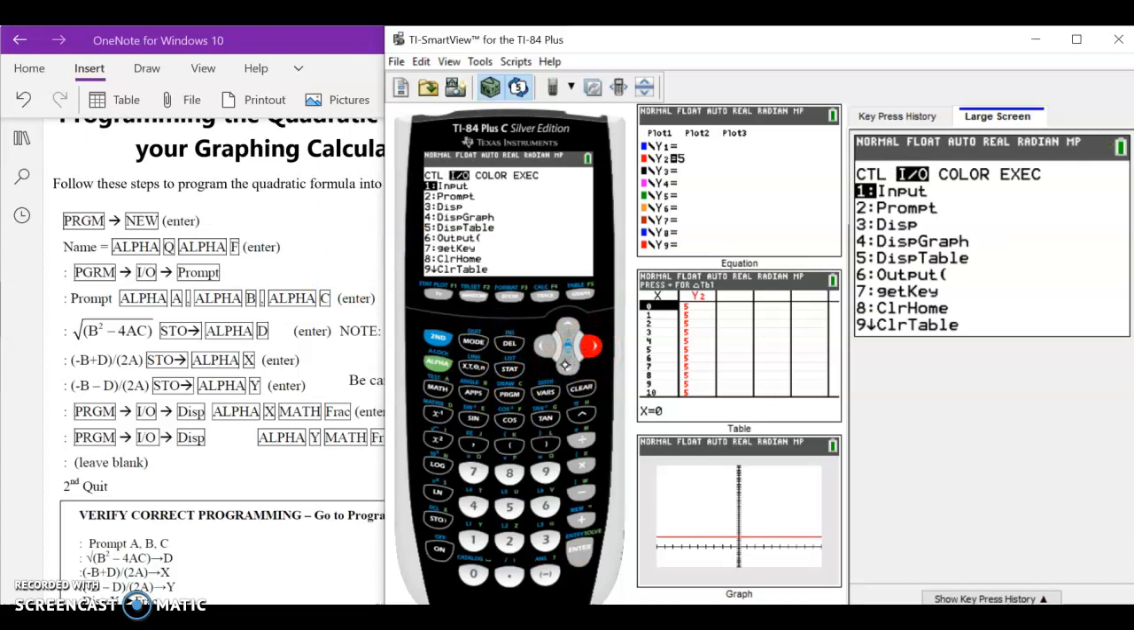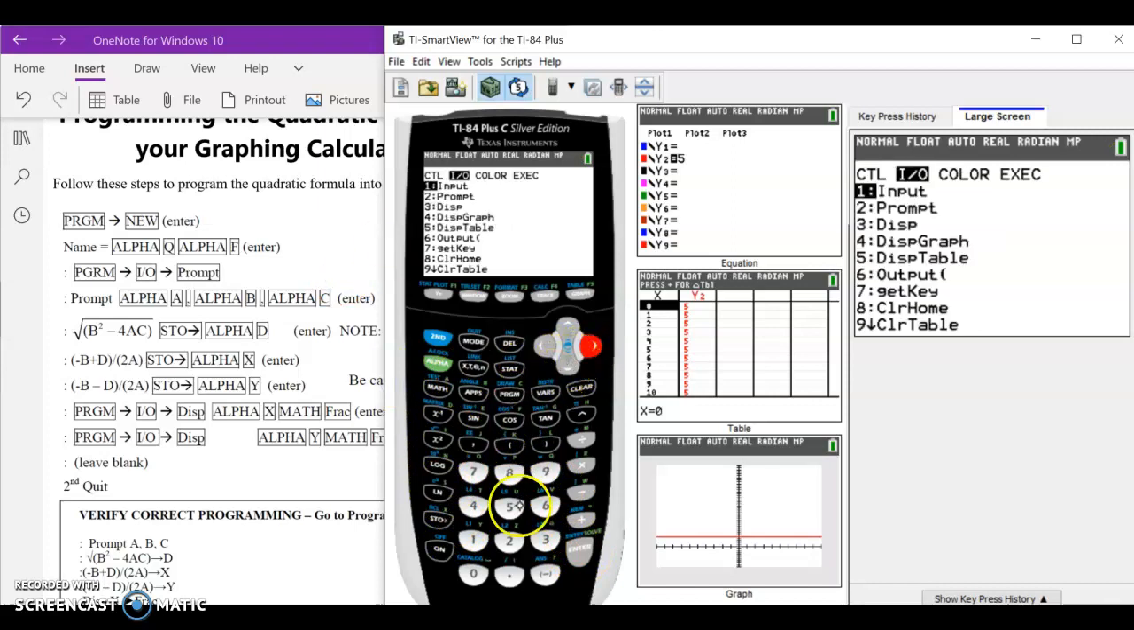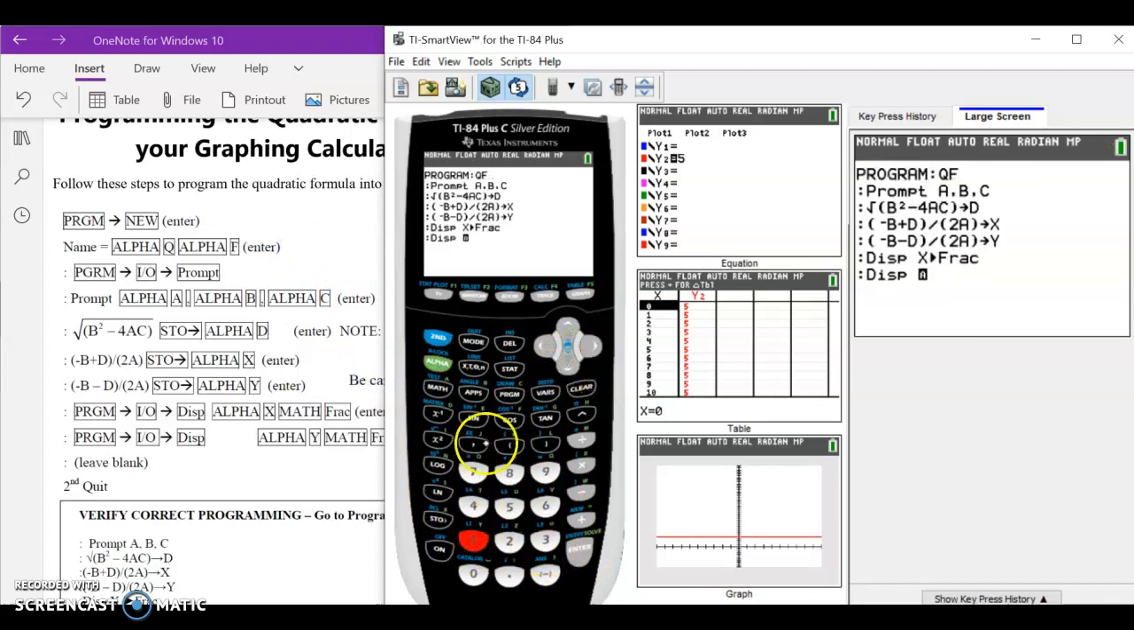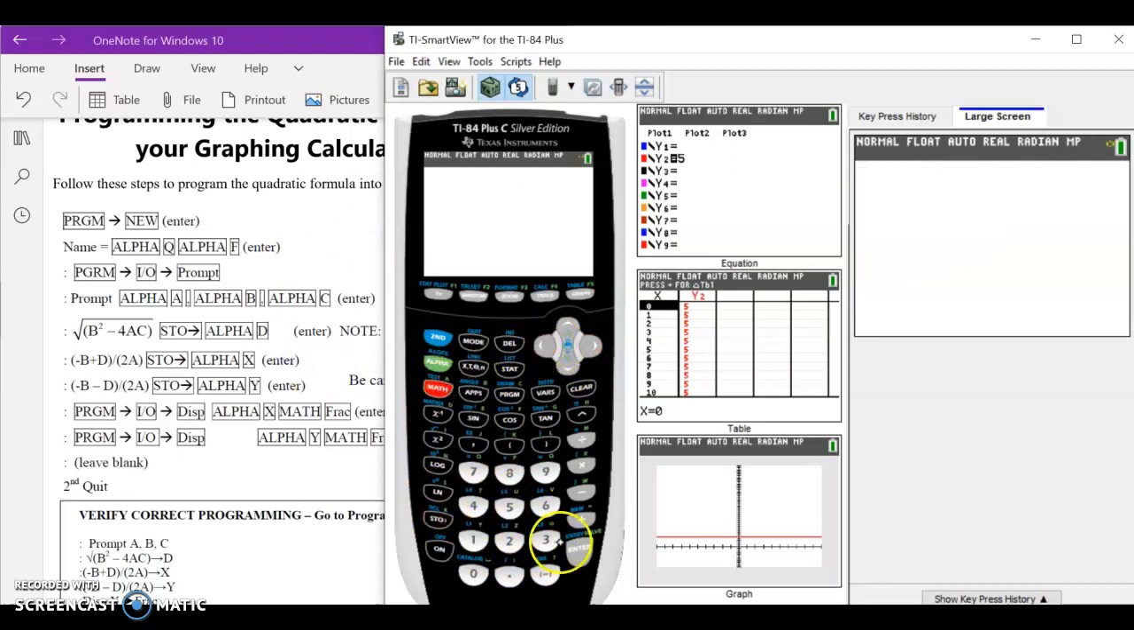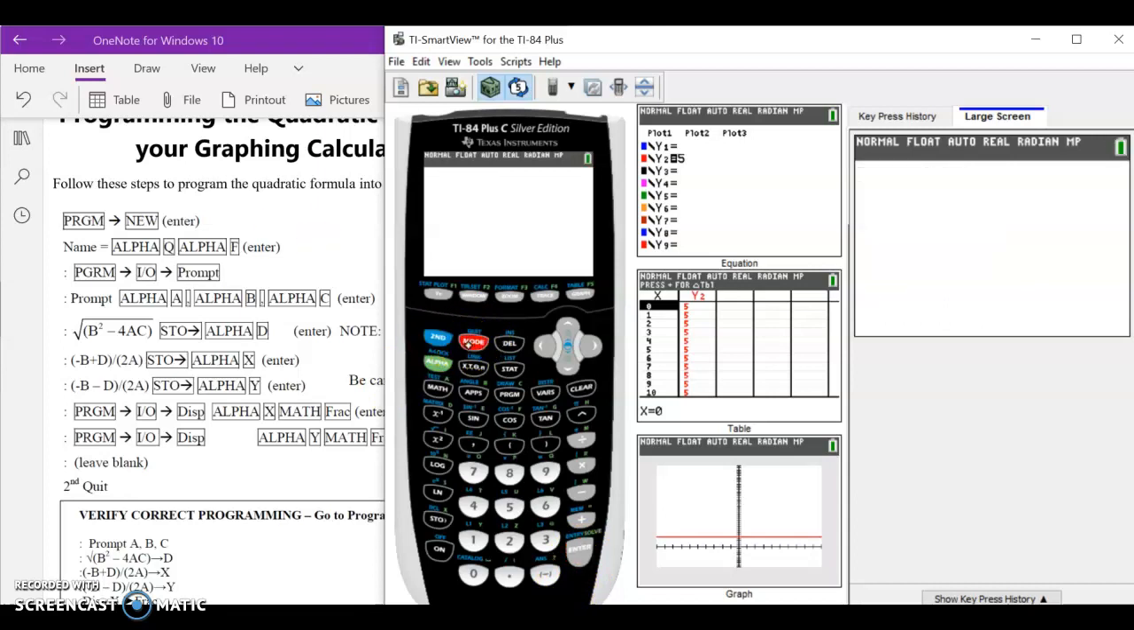So you're going to go over to input, output, and you're going to go down to display. And you want your program to display what you got for X. And you want it to be in fraction form if possible. So you're going to do display math frac after the X. And then you're going to do the same thing. You're going to go to display, and you want your Y value to be displayed as a fraction. So you're going to hit math frac. You're going to hit enter. And then you're going to go ahead and quit out of your program.